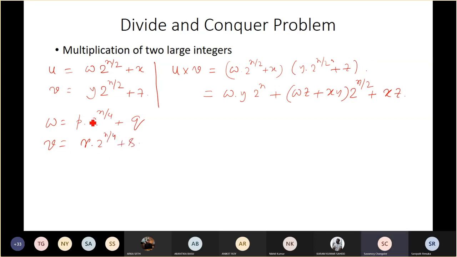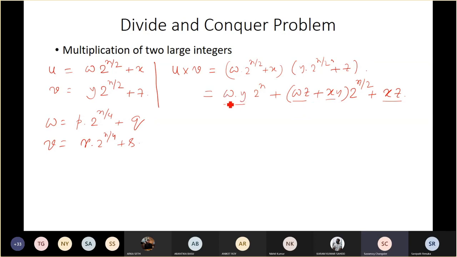So in this way, we can go for dividing the problems into sub-problems, and after that we can multiply each and then sum up the solution. So here, for the first iteration, what we will get, u into v is equal to w into y into 2 to the power n plus z. So how many multiplications do we require? We require 1, 2, 3, 4. So we require 4 multiplications. Therefore these 4 multiplications again require another 4 and so on.